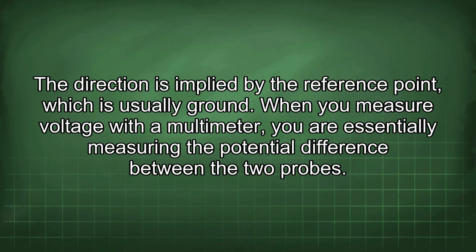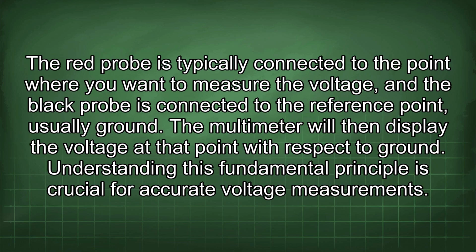When you measure voltage with a multimeter, you are essentially measuring the potential difference between the two probes. The red probe is typically connected to the point where you want to measure the voltage, and the black probe is connected to the reference point, usually ground. The multimeter will then display the voltage at that point with respect to ground. Understanding this fundamental principle is crucial for accurate voltage measurements.